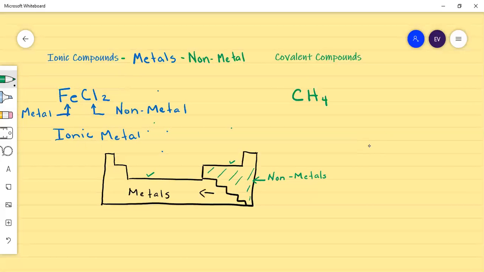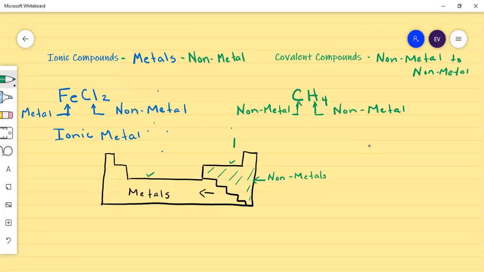Now, when you look at a covalent compound, in a covalent compound, you have a non-metal element. Let me write that one more time: non-metal to another non-metal, okay? Because covalent compounds are non-metals bonded to non-metals. So when you're looking at a compound and you find that all the elements in the compound are on this side of the periodic table, then you know you're looking at a covalent compound.